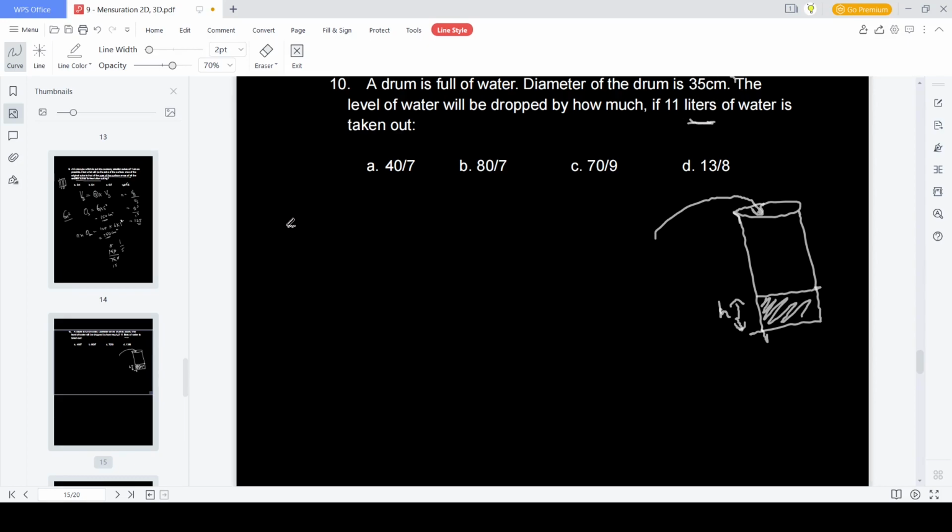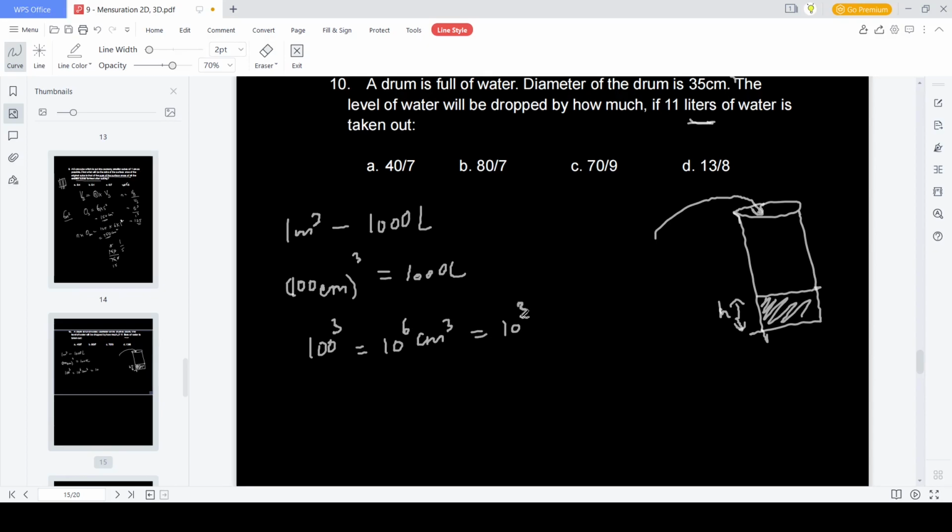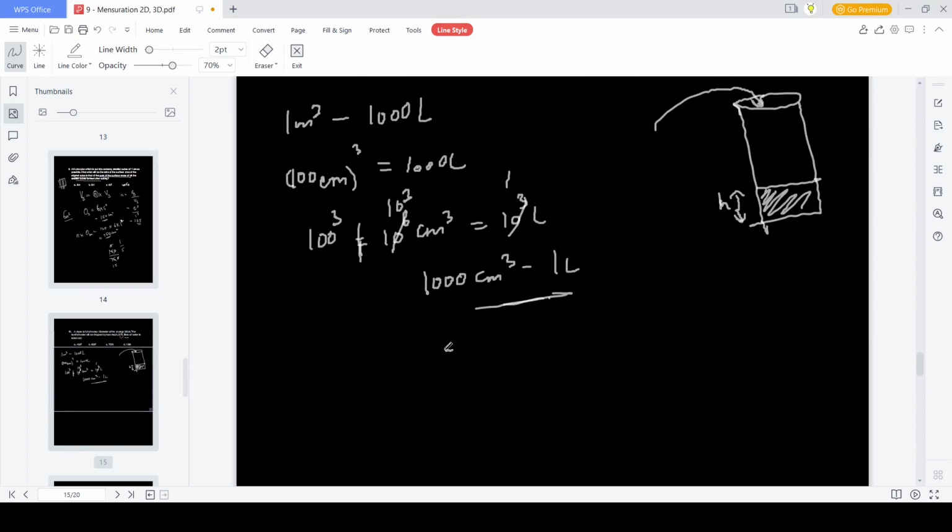So we know one conversion rate: 1 meter cube is 1000 liters. We know 1 meter is equal to 100 centimeter, so 100 centimeter cube is equal to 1000 liter. 100 cube is 10 to the power 2, whole to the power 3, that is 10 to the power 6 centimeter cube equal to 10 to the power 3 liter. So we can cancel, and 1000 centimeter cube is equivalent to 1 liter. So 11 liters will be 11,000 centimeter cube.